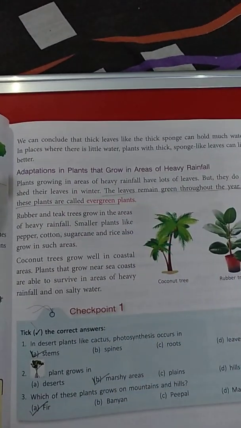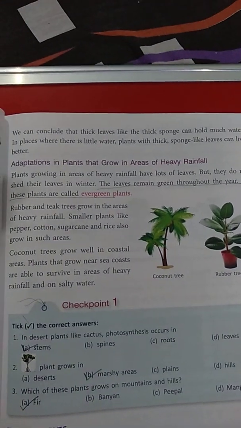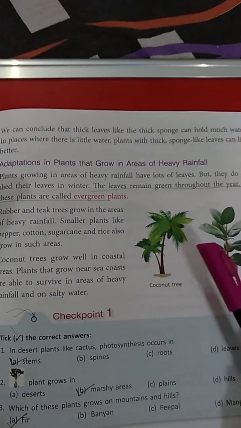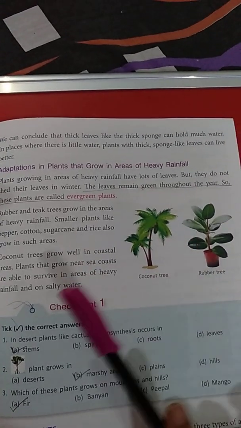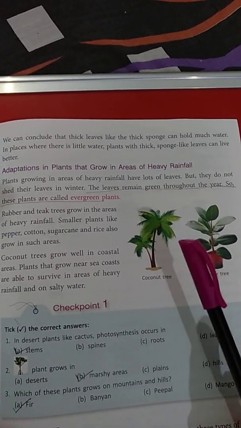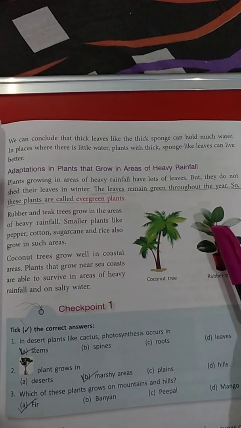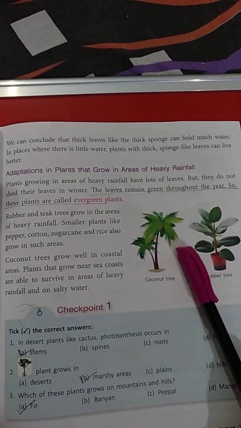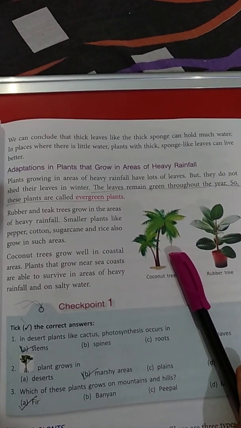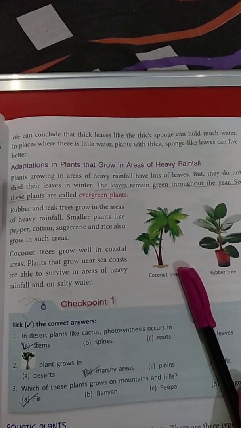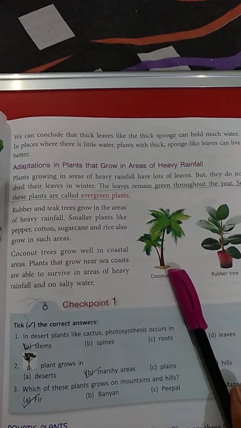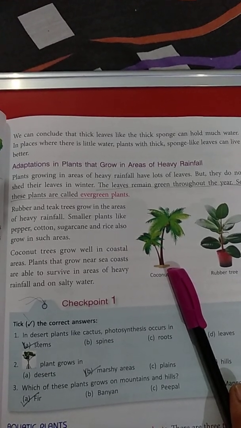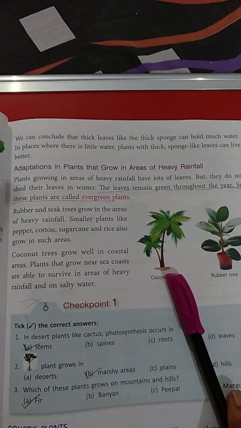Adaptation in plants that grow in areas of heavy rainfall. Plants that grow in areas of heavy rainfall have a lot of leaves, but they do not shed their leaves in winters. The leaves remain green throughout the year. So these plants are called evergreen plants. Rubber and tea trees grow in areas of heavy rainfall. Smaller plants like pepper, cotton, sugarcane, and rice also grow in such areas.